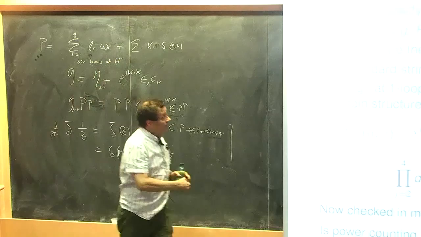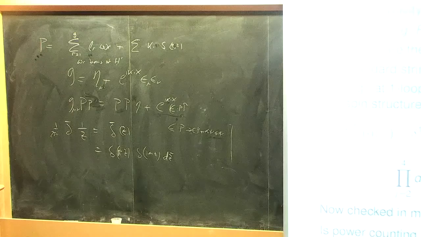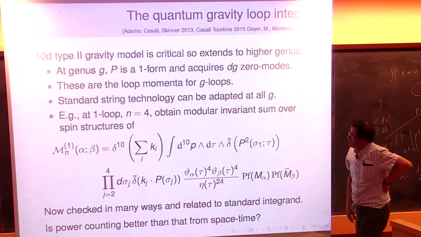And so what happens is that those LRs acquire the interpretation as being loop momenta at G loops. I'm not sure how completely rigorously this is proved. People have written down formally now at two loops, and I'm not sure whether they're higher, but the standard string technology can be adapted to write down formally for the path integrals, I think, essentially at an arbitrary loop order.